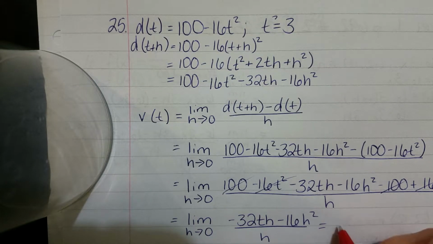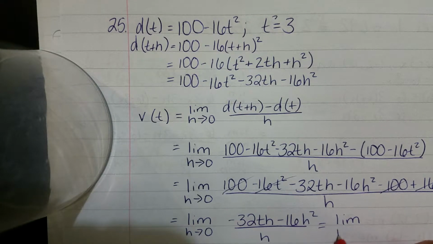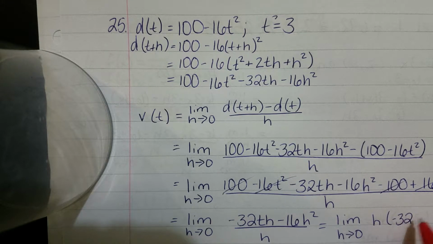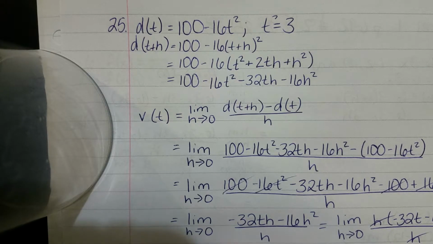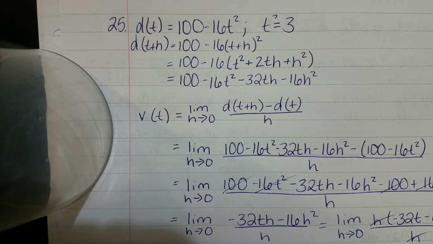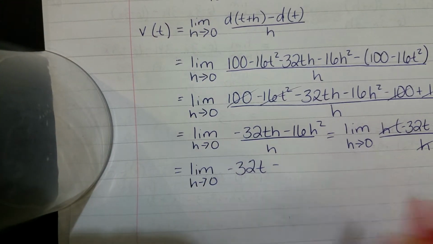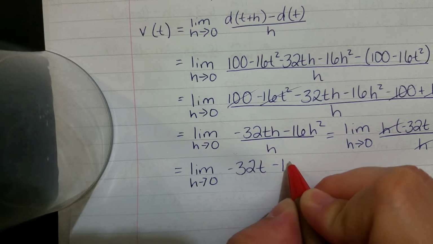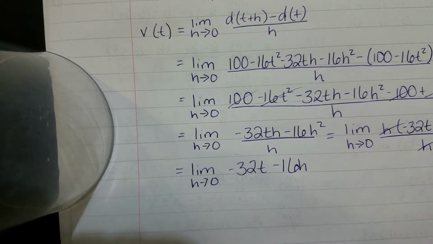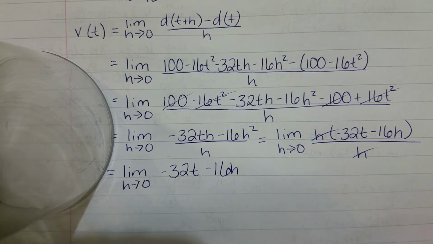And I'm going to go ahead and factor out an h. So I've got h on the outside, negative 32t minus 16h, all of that over h. h over h equals 1, so those cancel. I've got the limit as h approaches 0 of negative 32t minus 16h. Oh my goodness, I could barely see. Sorry. Can you tell I wasn't looking at the screen? I was just looking at my paper.